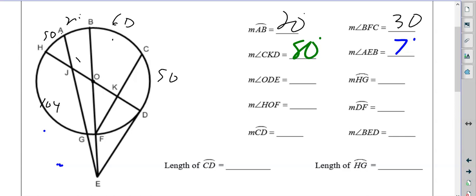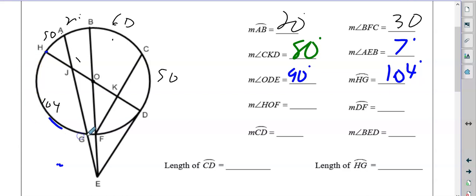All right. ODE. We've been assuming tangents. So that makes that 90 degrees. And also it did say at the beginning that ED was a tangent. So HG. I'm trying to find my H. There it is. HG right here. We already determined that's 104.